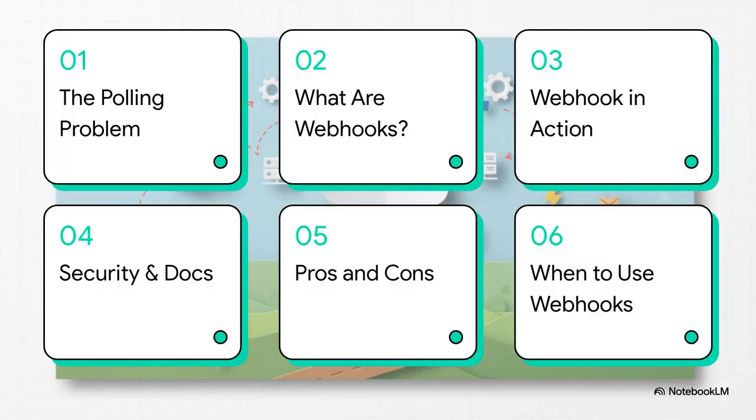So, here's the roadmap for our little journey. First, we're going to look at the really annoying problem that webhooks were built to solve. Then, we'll unpack what they are, see one in action with a real-world example, and of course, cover the important stuff like security. We'll wrap things up by looking at the good and the bad so you'll know exactly when webhooks are the perfect tool for the job. Sound good? Let's dive in.